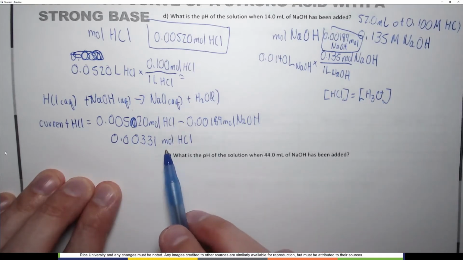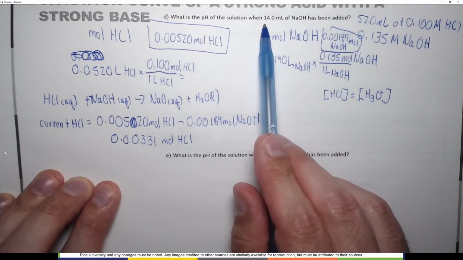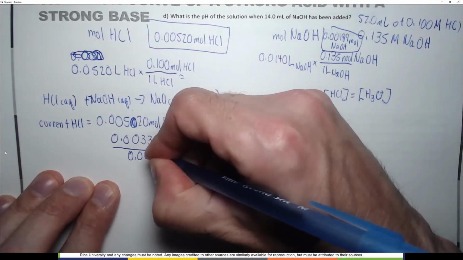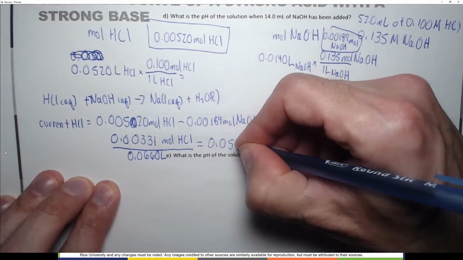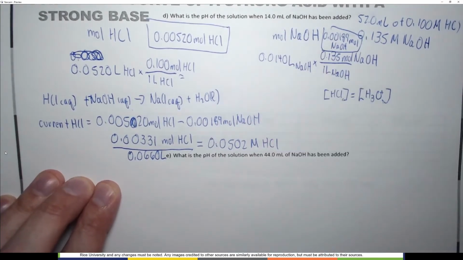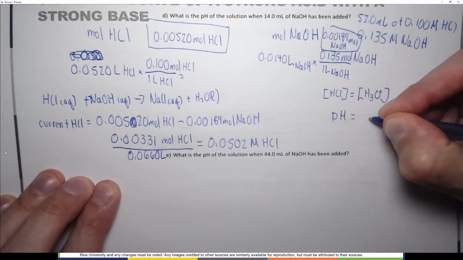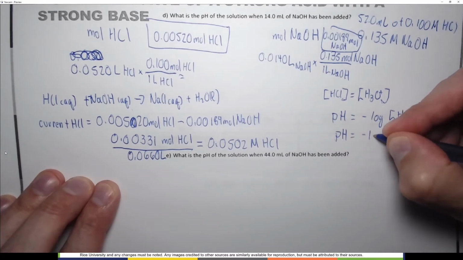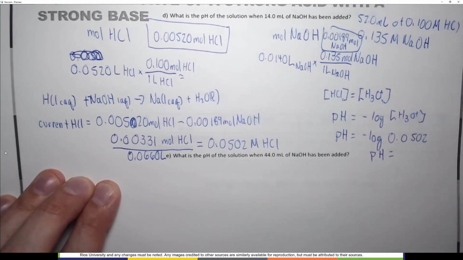So I need to take this and I need to divide by the total volume. Well, that is 52 milliliters plus 14 milliliters, which is 66 milliliters, but I need to convert that to liters, so I need to divide by 0.0660 liters. And when I do that, I find that this is 0.0502 molar HCl. Well, this is also the concentration of H3O plus because they're equal because HCl is a strong acid. So pH equals negative log of H3O plus. So the pH equals the negative log of 0.0502.